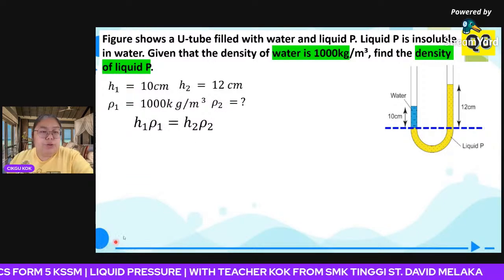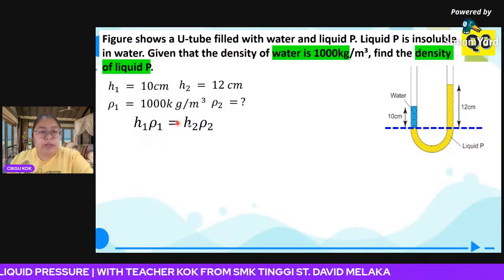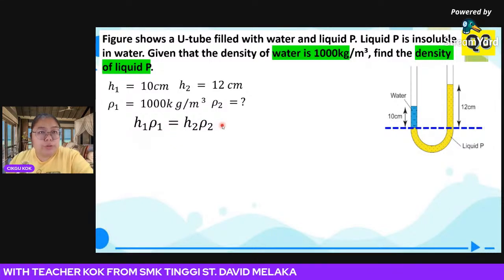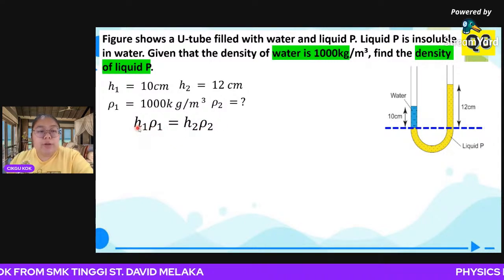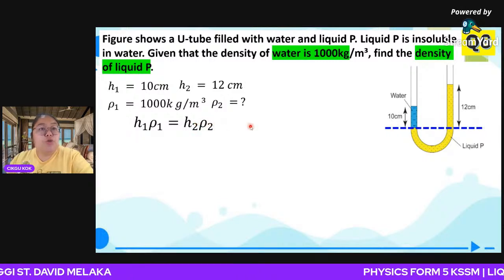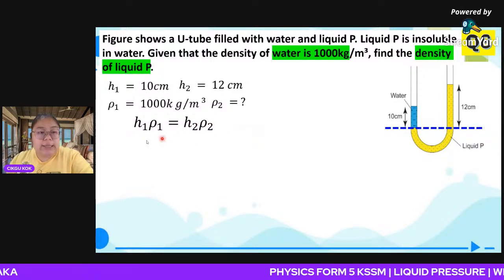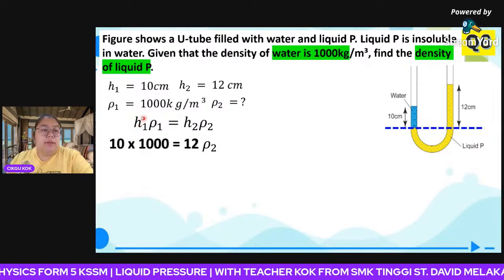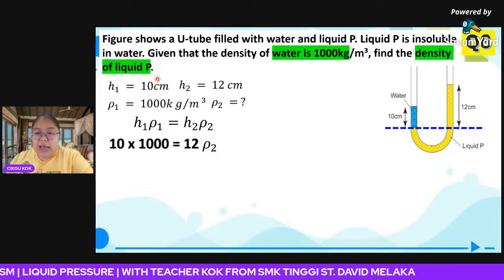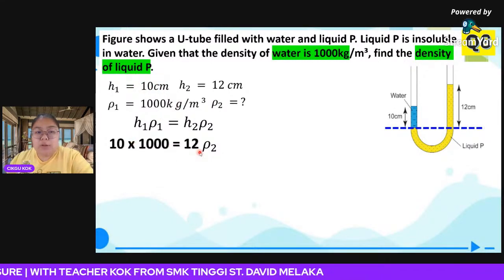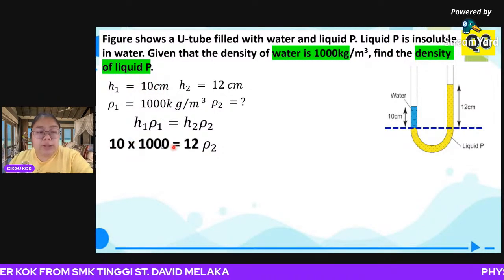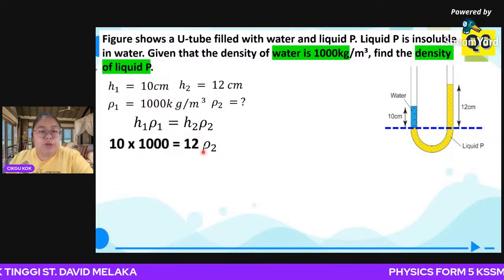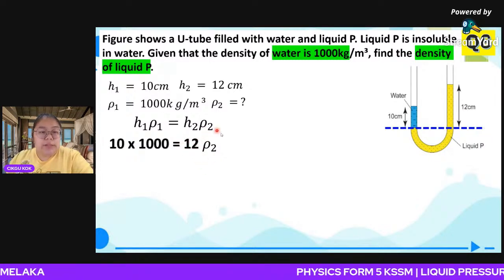Now I'll show. h1 rho 1 equals h2 rho 2. The g we can cancel each other, because when you put rho g h, this side also has rho g h, so g is the same and we cancel each other. So now we are left with this formula. Then we continue, put everything in. h1 is 10 cm. Both sides are in cm, so never mind, no need to change. The other side should be 12 cm. This one is rho 2, this one is rho 1,000.